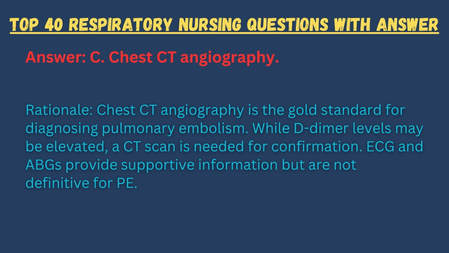Answer: C. Chest CT angiography. Rationale: chest CT angiography is the gold standard for diagnosing pulmonary embolism. While D-dimer levels may be elevated, a CT scan is needed for confirmation. ECG and ABGs provide supportive information, but are not definitive for PE.